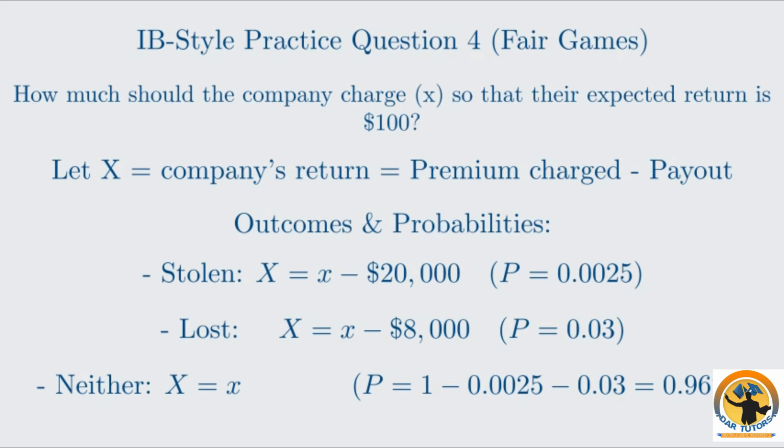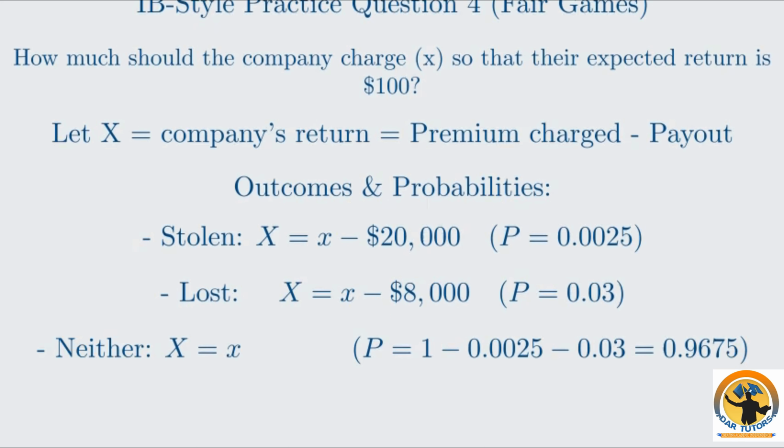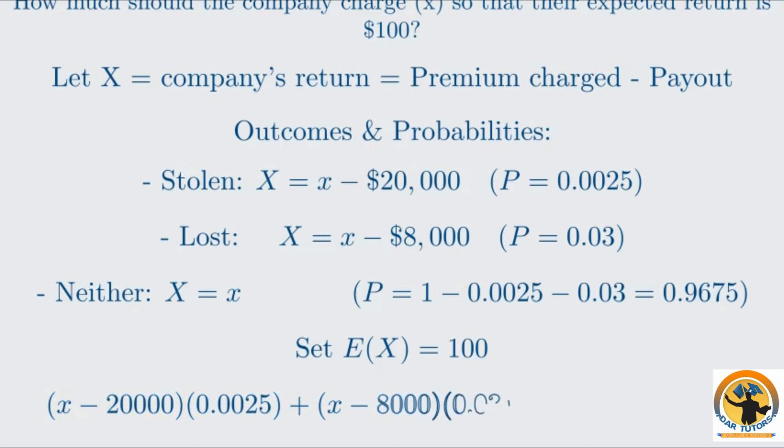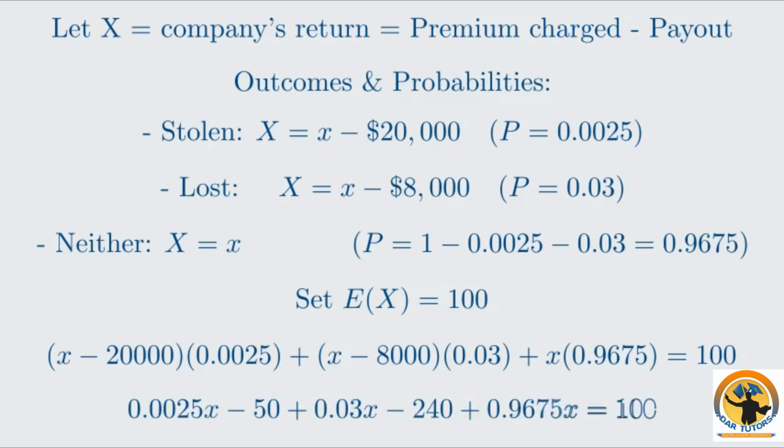We want the expected return, E(X), to be 100. We set up the equation for expected value. We multiply each return by its probability and set the sum equal to 100. This gives us 0.0025 times the quantity x minus 20,000, plus 0.03 times the quantity x minus 8,000, plus 0.9675 times x equals 100. Now we solve for x.